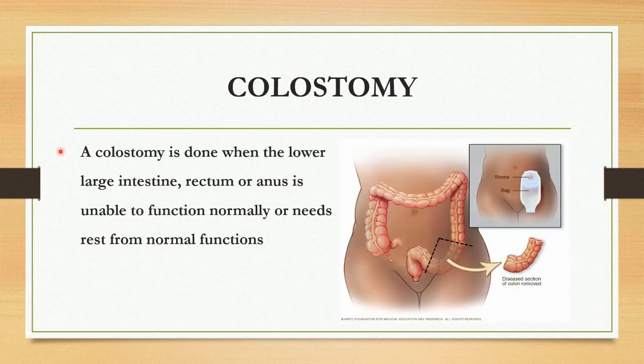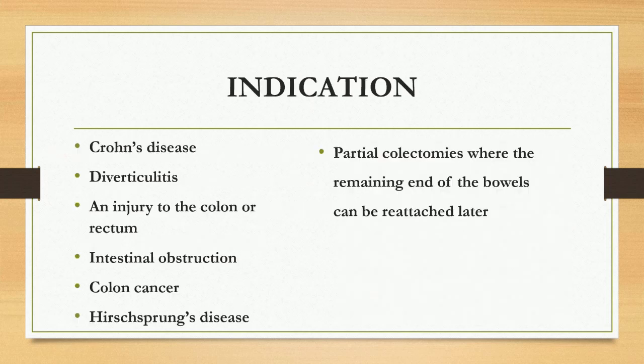A colostomy is done when the lower part of the large intestine, rectum, or anus is unable to function normally or needs rest from normal functions. The main indications are Crohn's disease, diverticulitis, injury to the colon or rectum, intestinal obstruction, colon cancer, Hirschsprung's disease, and partial colectomies where the remaining end of the bowel can be reattached later.